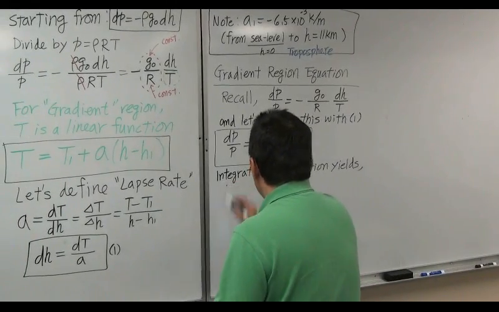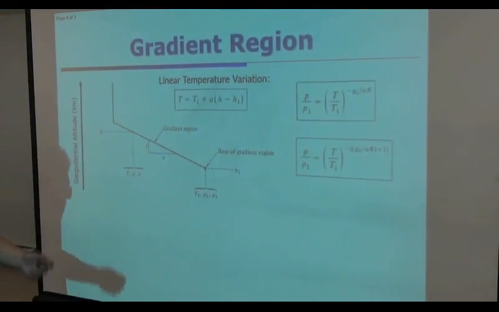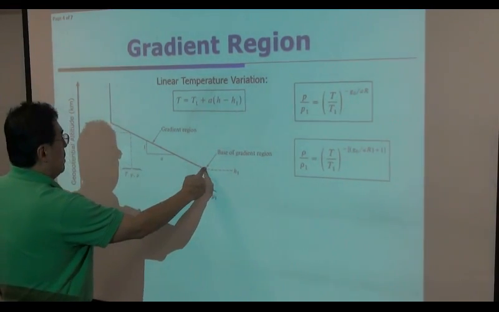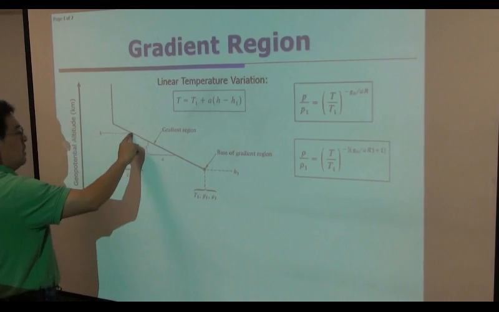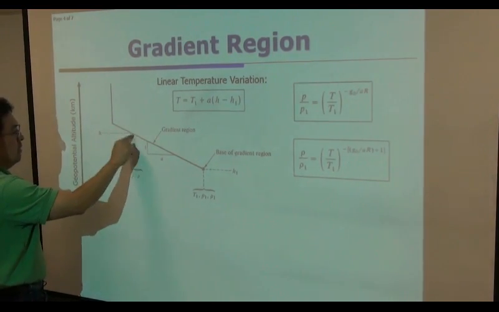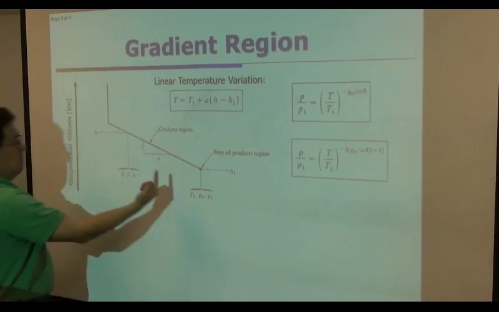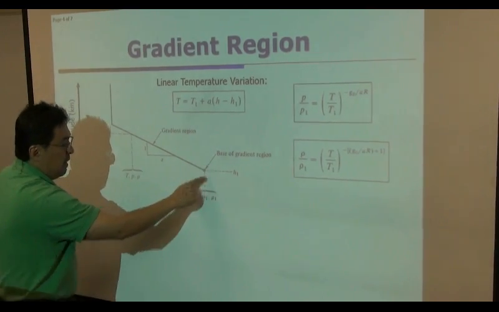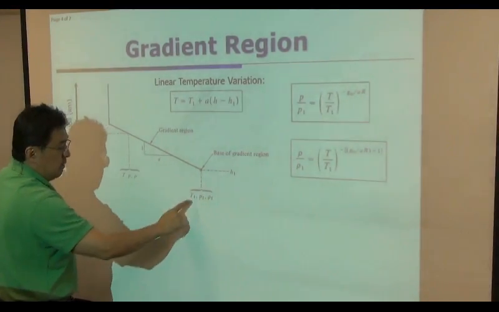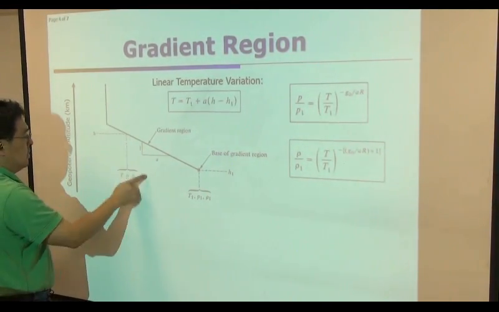Okay, so before we integrate, let's take a look at this figure. So how do we integrate? We are going to integrate from here to there, from the base of the gradient region to some arbitrary height or altitude within the gradient region in a positive h direction. Right here, everything is a known value, T1, P1, rho 1 at altitude h1. Right here, altitude h, those are unknowns.